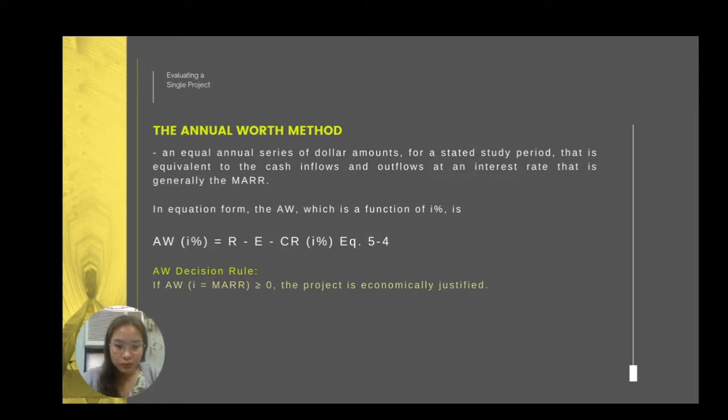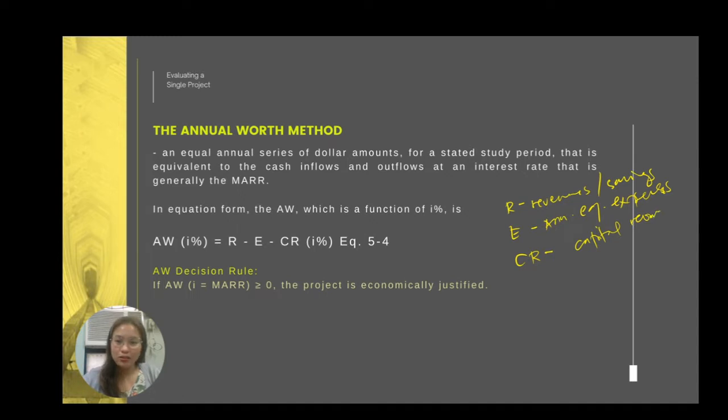Hence, the AW of a project is the annual equivalent revenues or savings, represented by R, and the annual equivalent expenses represented by E, less its annual capital recovery. So that would be the CR, not the comfort room, but the capital recovery. Equivalent capital recovery CR amount.